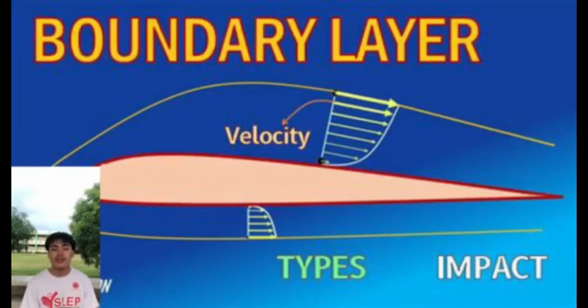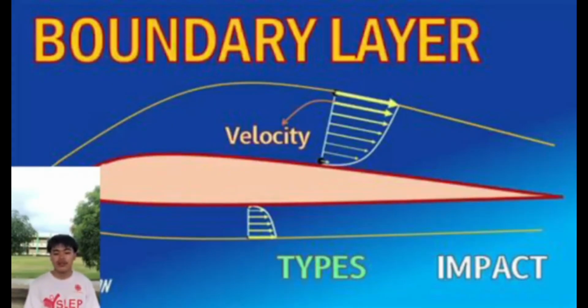Today let's talk about the boundary layer concept and thickness. First, what is this boundary layer? Boundary layer is a thin fluid layer which is formed on the surface of an object moving across the fluids. This boundary layer is created due to friction between the fluid and the moving surface.